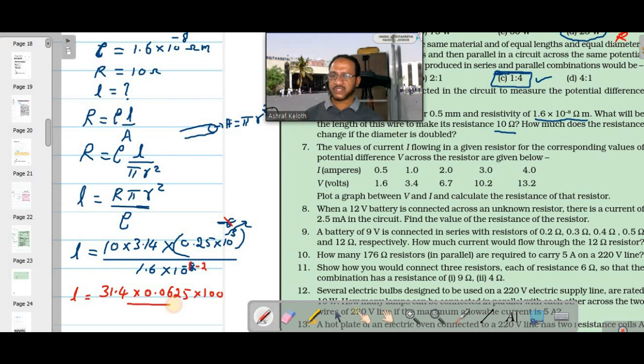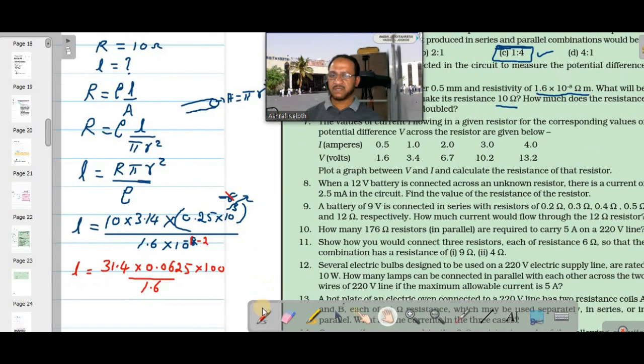0.0625 into this 10 raised to minus 2, I am taking to the numerator as 100. 10 raised to minus 2 in the numerator becomes plus 2. 10 raised to plus 2 means 100 divided by 1.6. So this can be written again, simplified to the maximum, then we can do the final calculation. L is equal to 31.4 multiplied by 100, 0.0625 into 100 becomes 6.25, by 1.6.